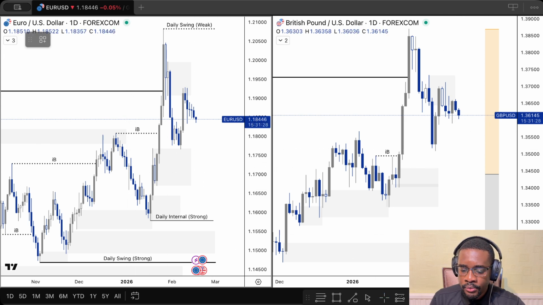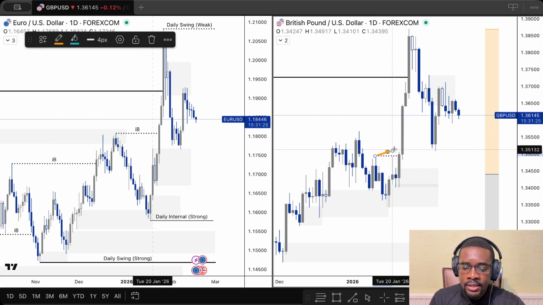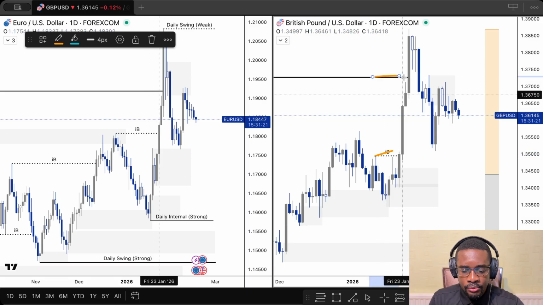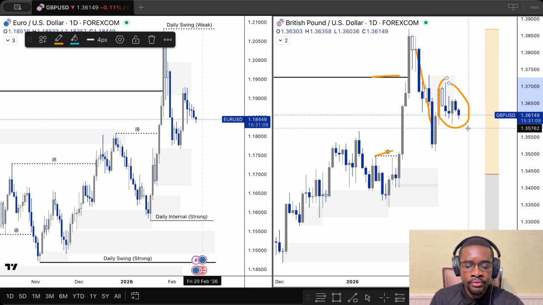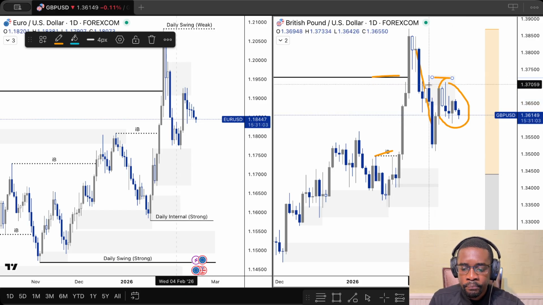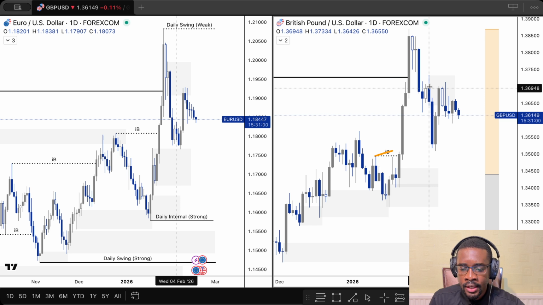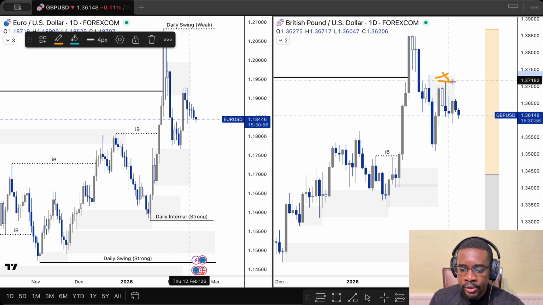So looking at the pound, you can see the pound and the USD are very similar in terms of the structure. From the daily perspective, the swing and the internal are both bullish. And then we've been having this pullback, and now we're having this very corrective, shallow retrace again after we mitigated this supply, which is still in control because the supply was not violated. Price came up but did not break the supply.